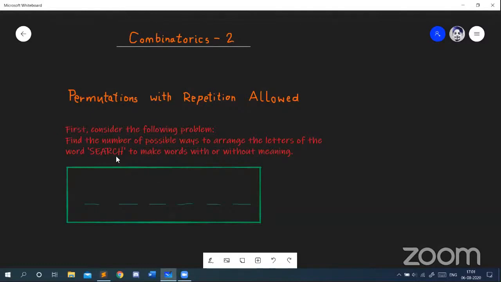You have the word SEARCH, these letters, and you have to form words from it. You have to find the number of words you can form from the letters of this word, and they may or may not have meaning, and you have to use all the letters. In how many ways can I arrange these letters in these 6 blanks? You can write your answers in the chat, and I'm going to begin solving it in a few seconds.